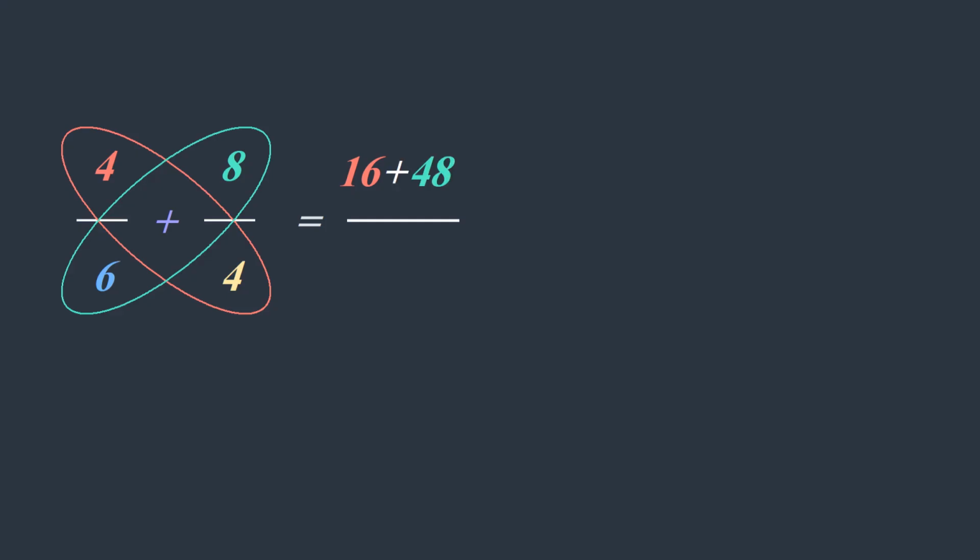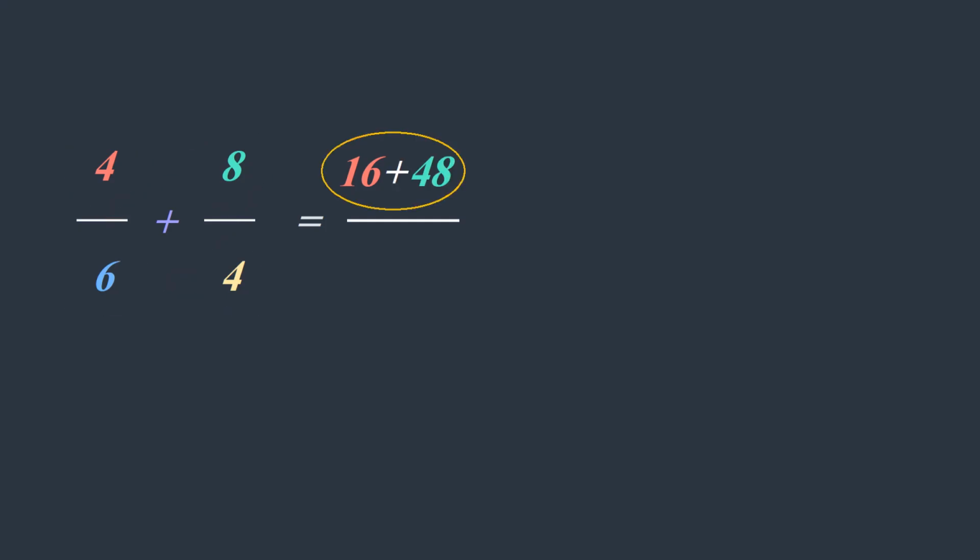Now just add those two numbers, so we have 16 plus 48, which is equal to 64. Multiply the two denominators, so we have 6 times 4, which is equal to 24.